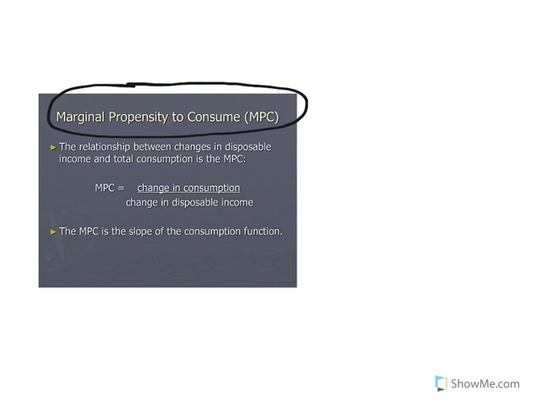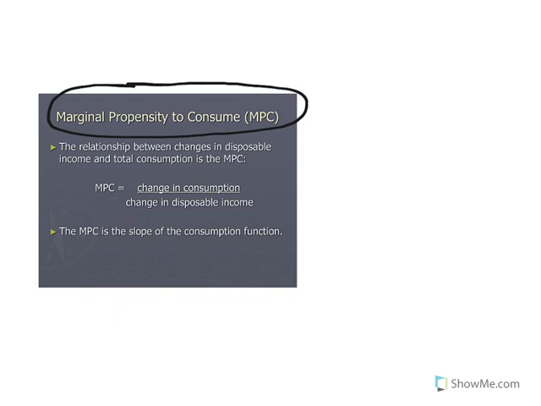In other words, think about yourself. When your income changes, that alters the amount of money that you spend, right? If you get a raise, then you're going to spend more money. If you get a pay cut, you're going to spend less money. So that's what the MPC is telling us, is how much will consumers alter their consumption expenditures when they have a change in their disposable income.